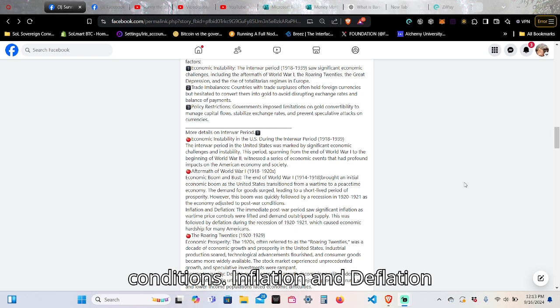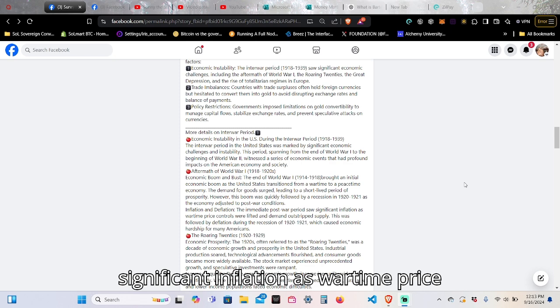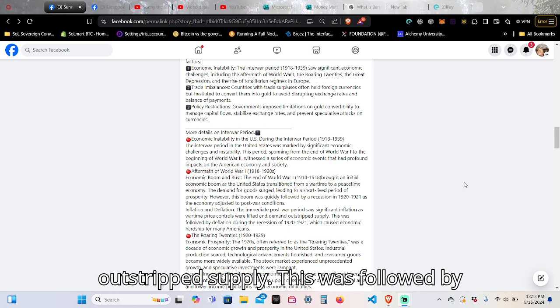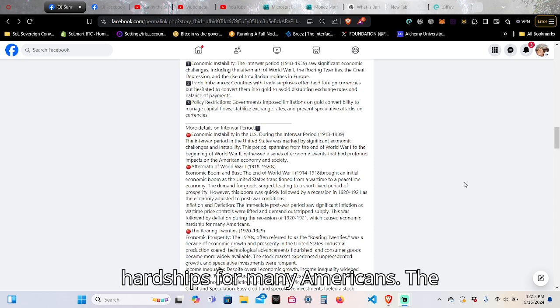Inflation and deflation. The immediate post-war period saw significant inflation as wartime price controls were lifted and demand outstripped supply. This was followed by deflation during the recession of 1920 through 1921, which caused economic hardships for many Americans.